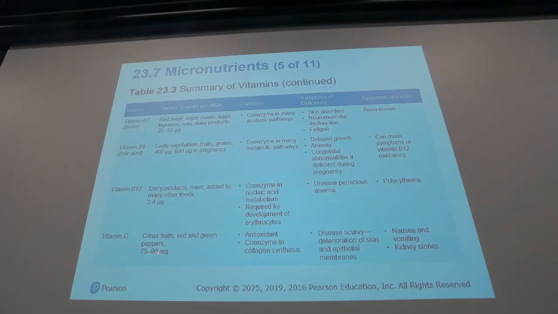Some are found naturally, of course, like vitamin C, which is found in citrus fruits, red and green peppers. And then look, when you have an excess, it irritates your stomach. You have nausea, vomiting, kidney stones with vitamin C. The lack of vitamin C leads to scurvy.